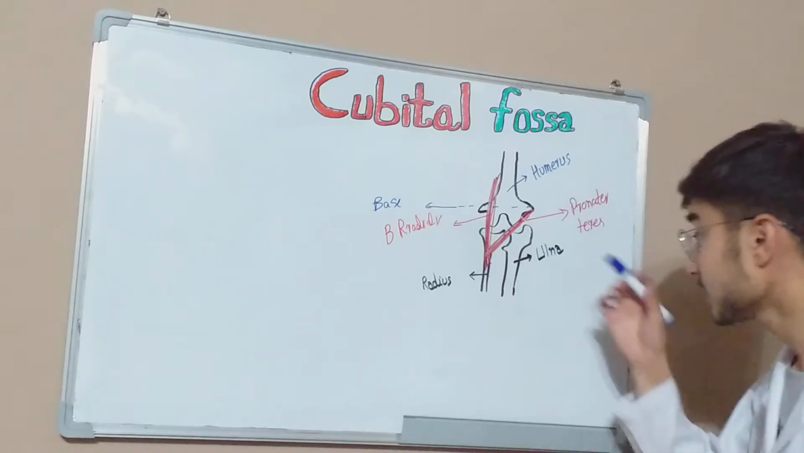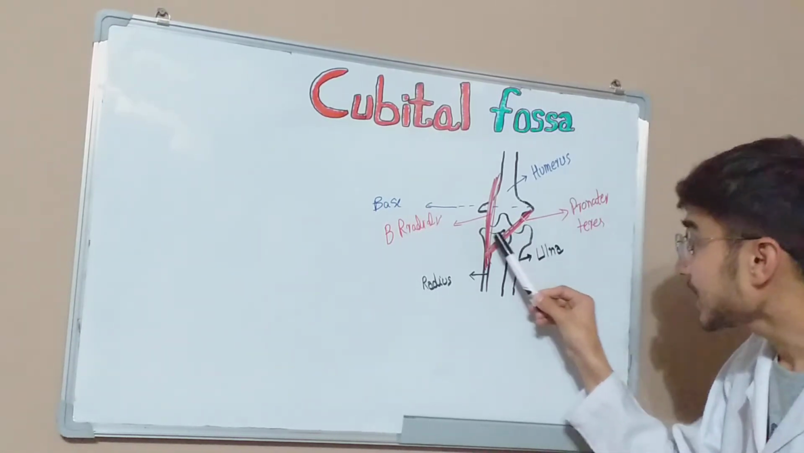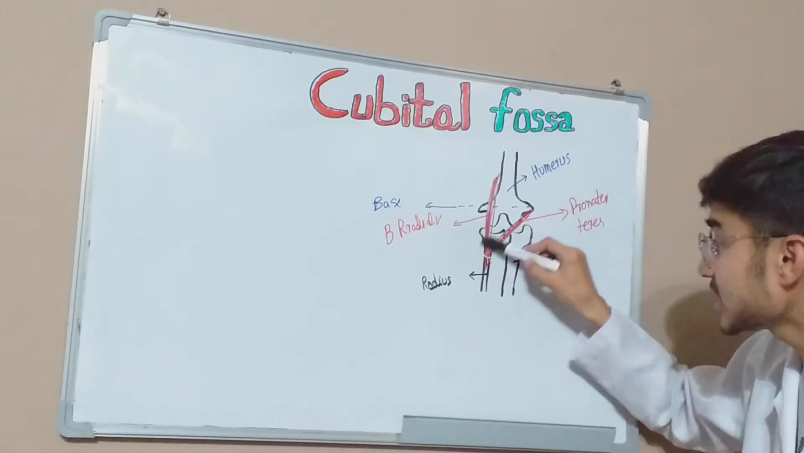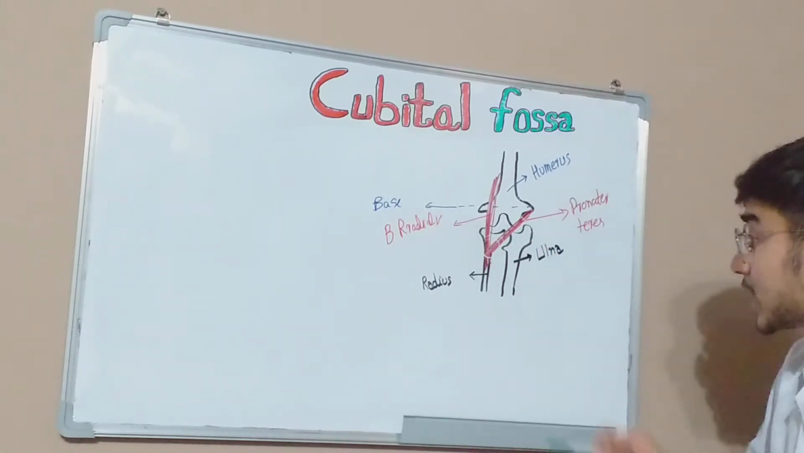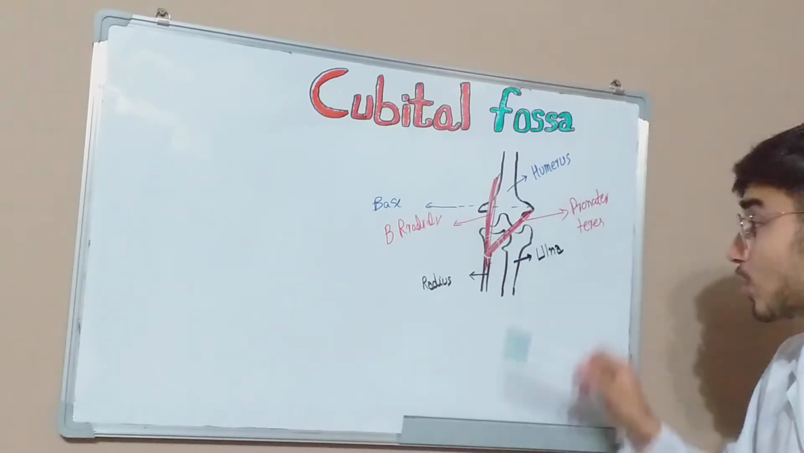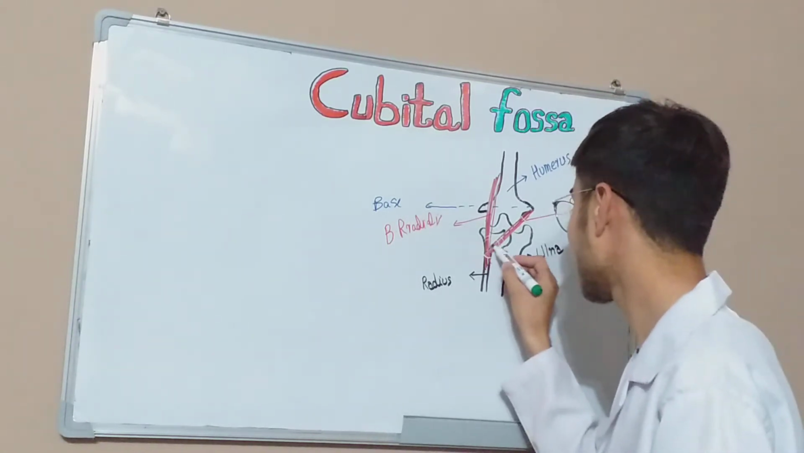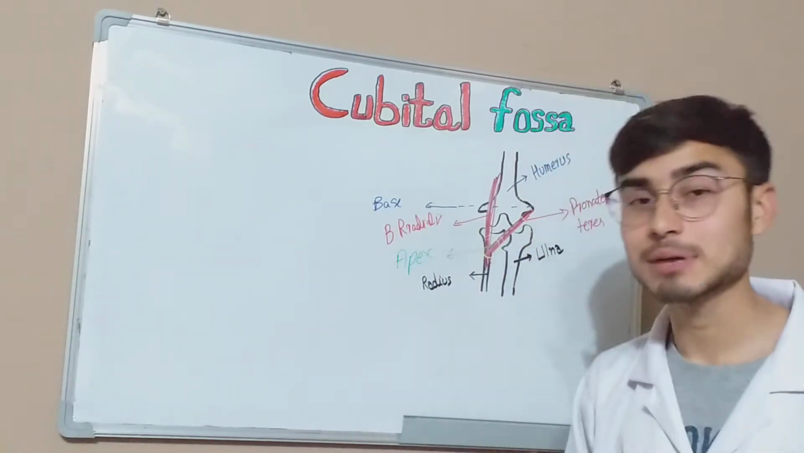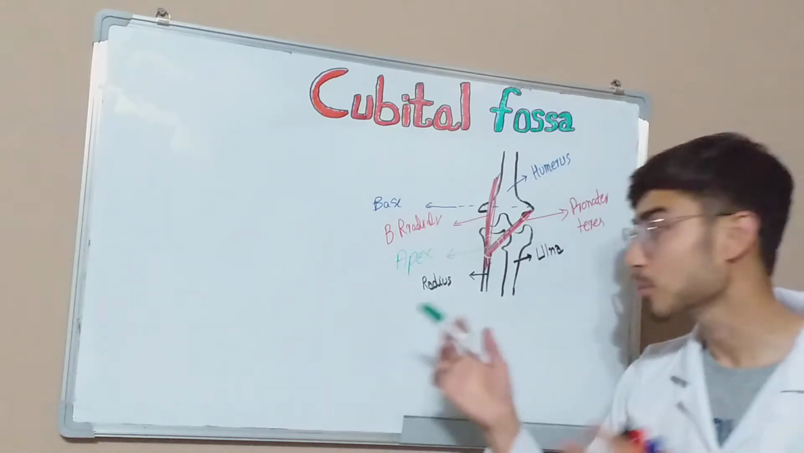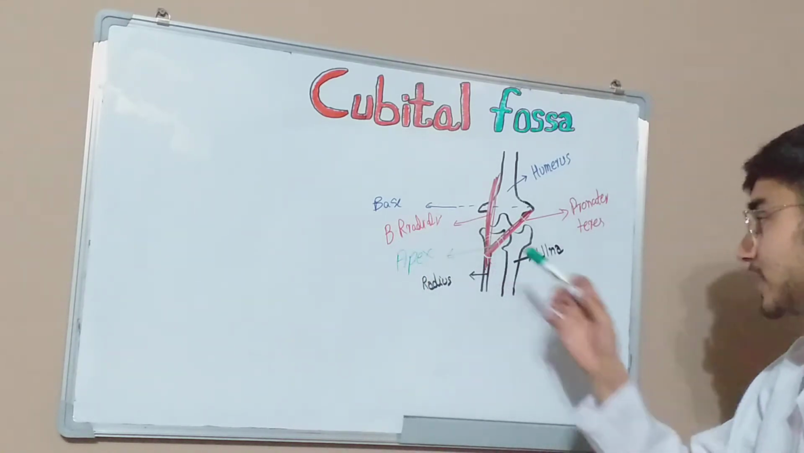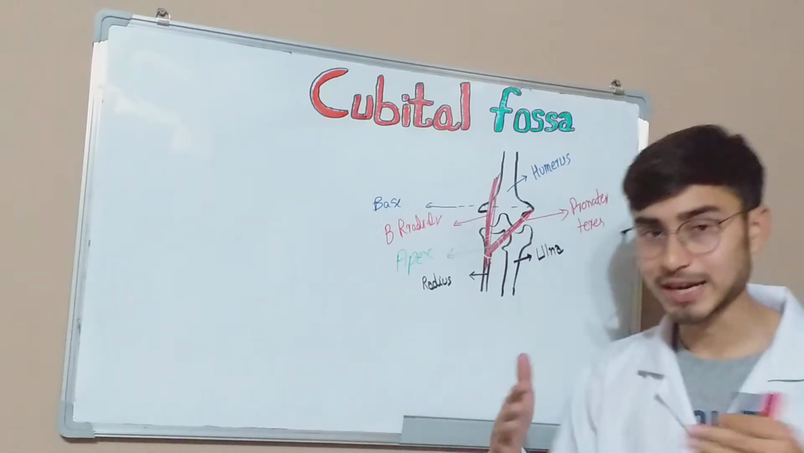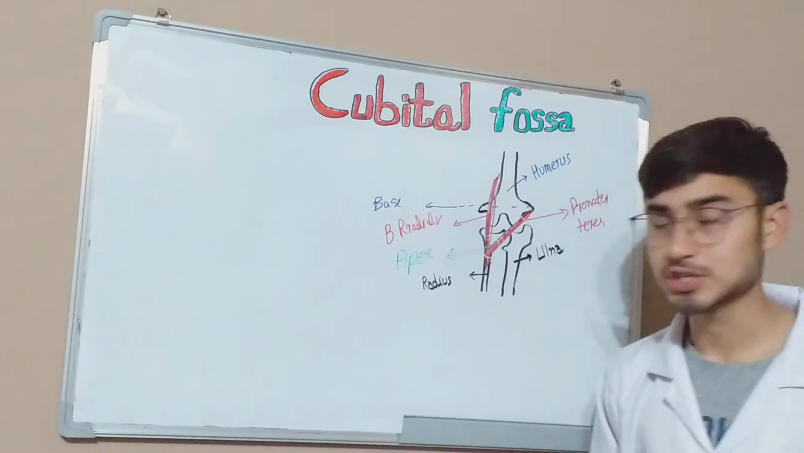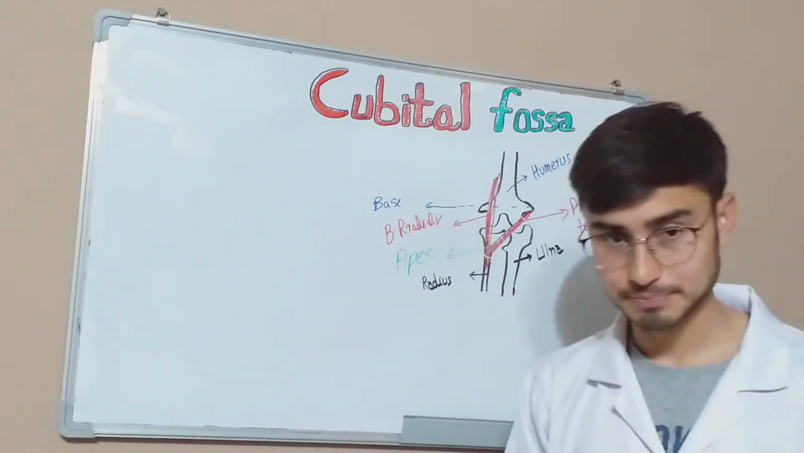Now, by the joining of these two muscles, they have formed this pointed region, as you can see. This region is called the apex of the cubital fossa. The apex is formed by the joining of these two muscles, the brachioradialis and the pronator teres muscle. When they intersect each other, they form this narrow region, and this region is called the apex of the cubital fossa.